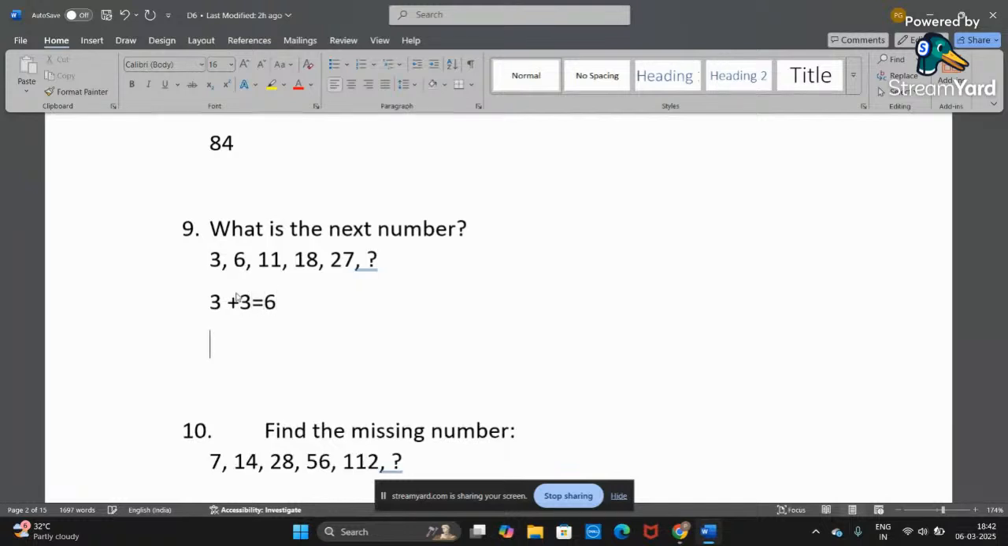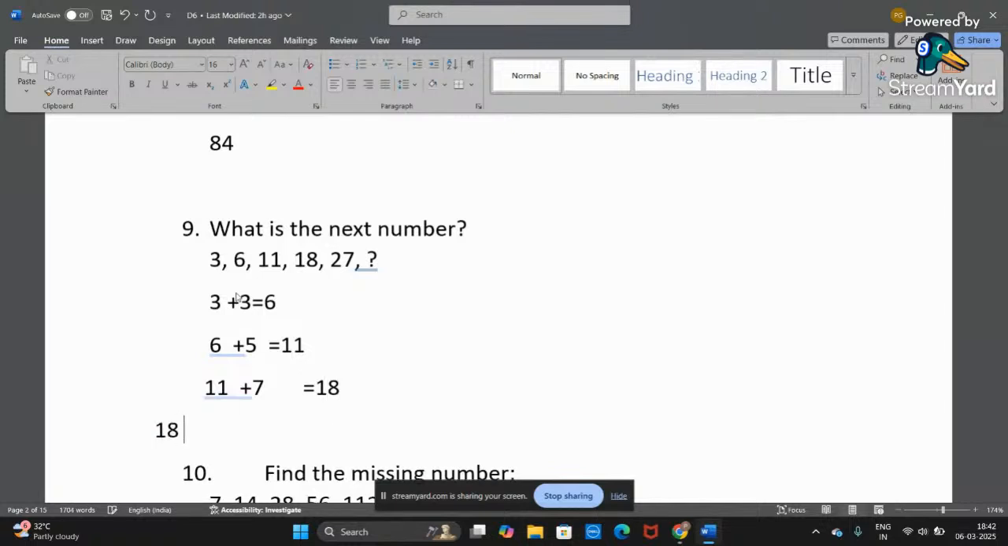So it is 6. Again, between 6 and 11, how much is the difference? It is 5. Adding 5. So it is 11. So find the next difference. Between 11 and 18, what is the difference here? They're adding how much? 7 to get 18. The same way, check between 18 and 27. How much should they add? Plus 9. If they add 9 to 18, then it should be 27.